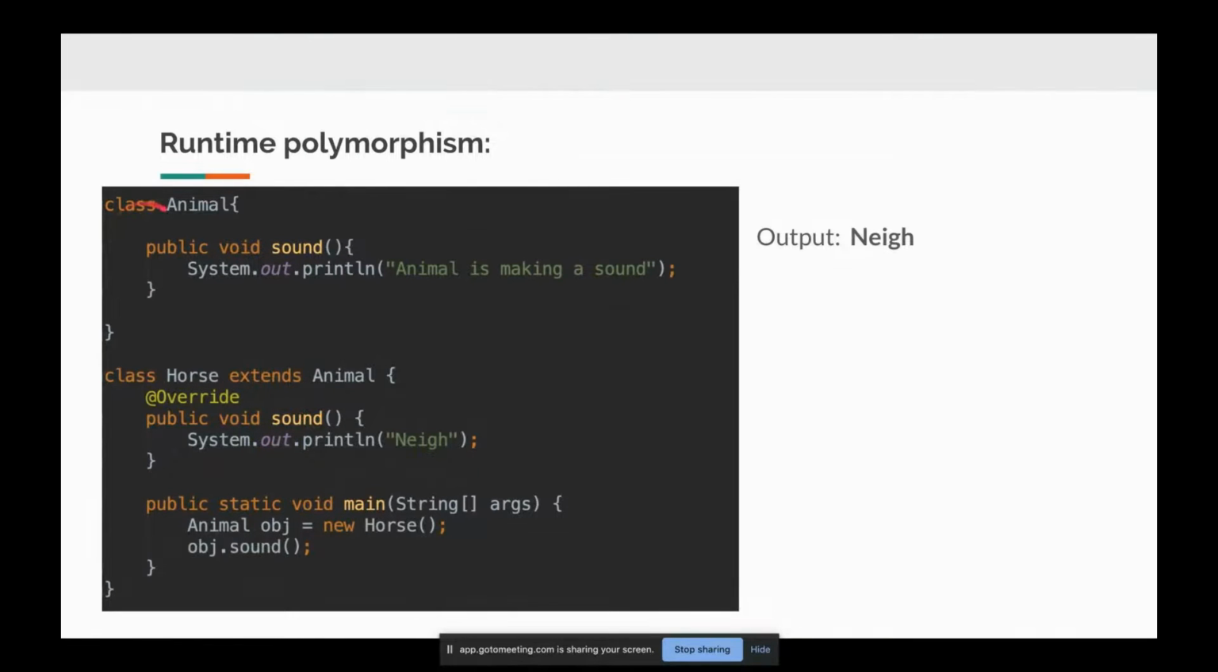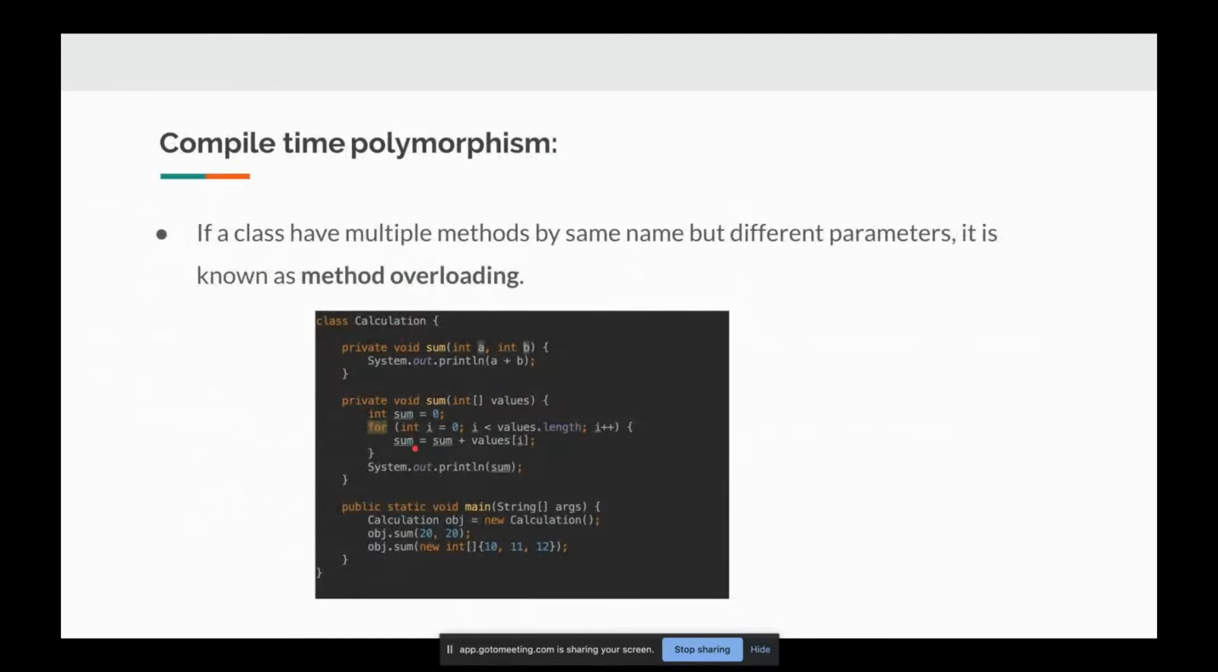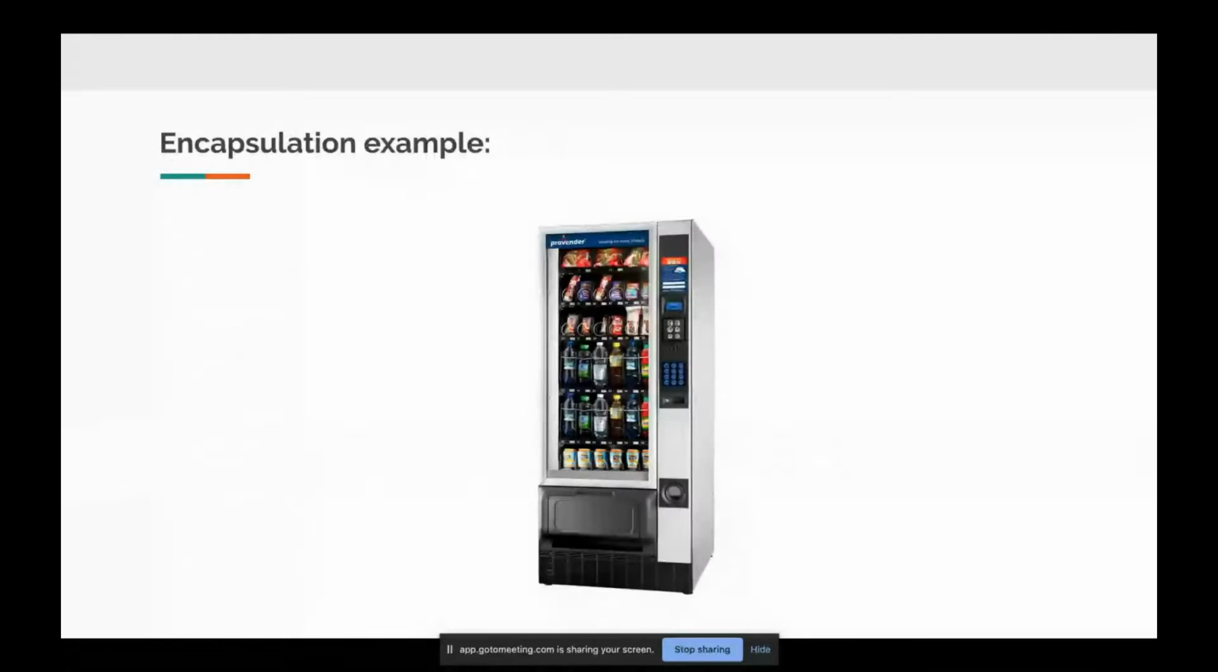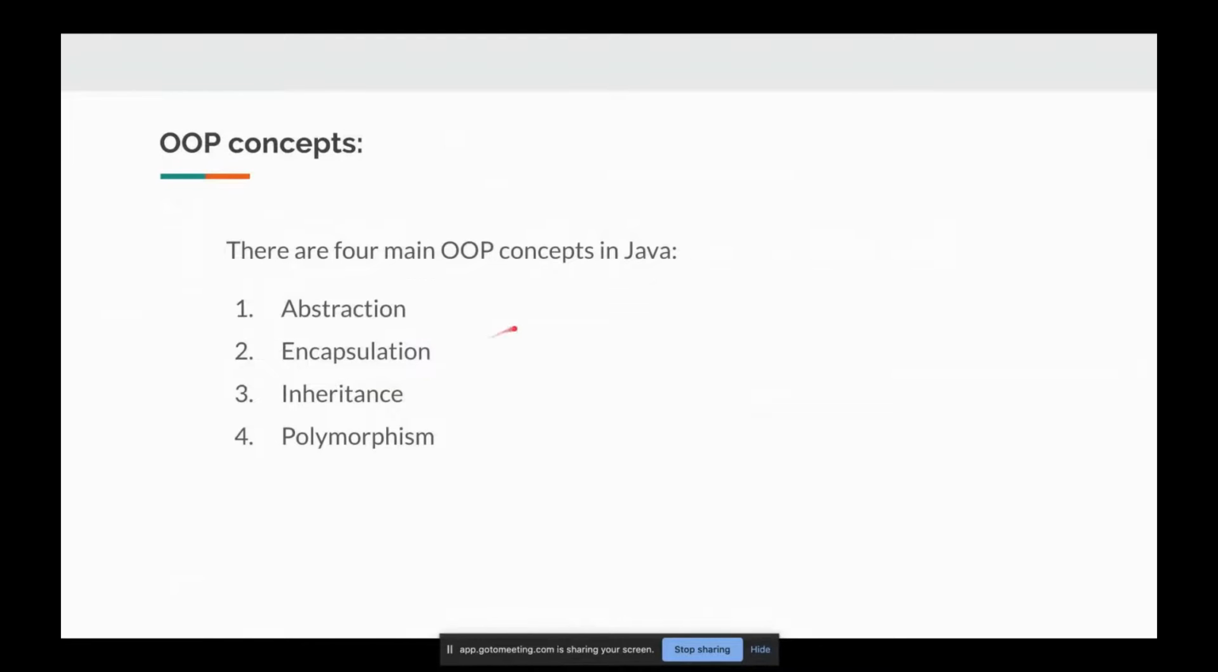So a base class has a method, and a child class extends the base class and overrides the functionality or the behavior of the parent class method. This is called function overriding. Whereas overloading is in the same class, where you have two methods with the same name but which accept different parameters. This is called overloading. So these are all the four important concepts in object oriented programming: abstraction, encapsulation, inheritance, and polymorphism.